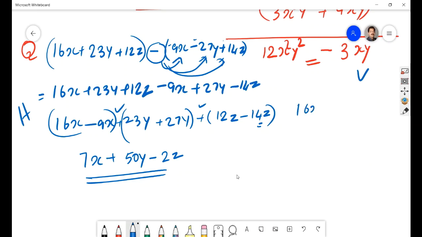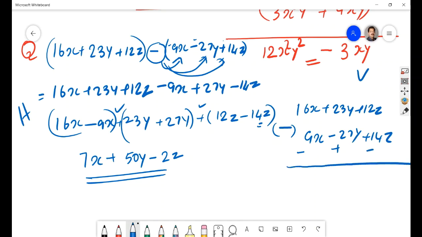Your first expression is 16x plus 23y plus 12z, right? And the second expression is 9x minus 27y. Am I right? Yes, plus 14z. Now the operation is subtraction. So we need to change the sign of all this. Minus 9x, this will become plus 27y, this will become minus 14z. Now we will do the operation. Please remember that addition means simply add if like signs are there, if opposite signs are there, find the difference and put the sign of bigger absolute value. Subtraction means change the sign and add. You will change the sign of the number to be subtracted and apply the rule of addition.